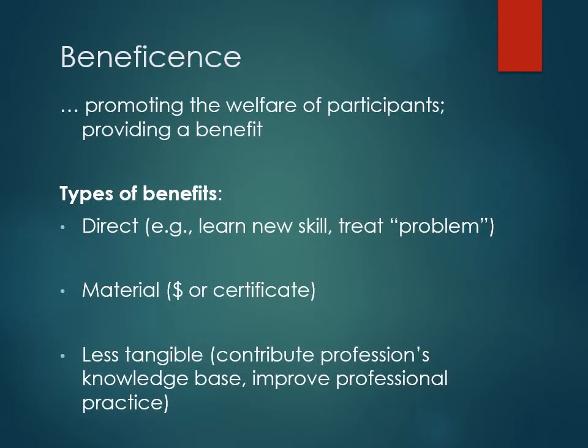So, to dovetail with that, we'll talk about promoting the welfare of participants and providing a benefit to participants in a research study. So let's look at 3 different types of benefits. The direct benefit, which is learning a new skill or treating an issue or a problem. A material benefit, which is money for participation or a certificate for participation. And then less tangible stuff like contributing to a profession's base knowledge and improving professional practices.